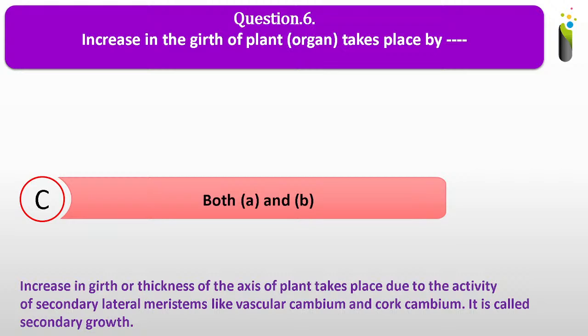Okay, so the correct answer here is C. Please write the question number, okay? Increase in the girth or thickness of the axis of the plant takes place due to the activity of the secondary lateral meristems like the vascular cambium and the cork cambium, and this is called secondary growth.